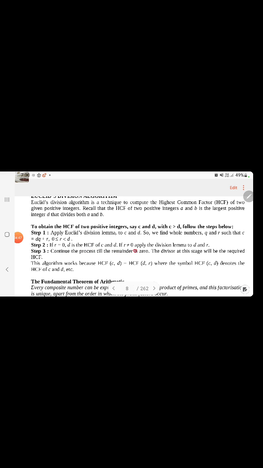If r is not equal to 0, we have to apply the division lemma to d and r again. We have to continue the process till the remainder is 0. The divisor at this stage will be the required HCF. This algorithm works because HCF of (c, d) is equal to HCF of (d, r). This is the notation we use to represent the HCF of any two positive integers.